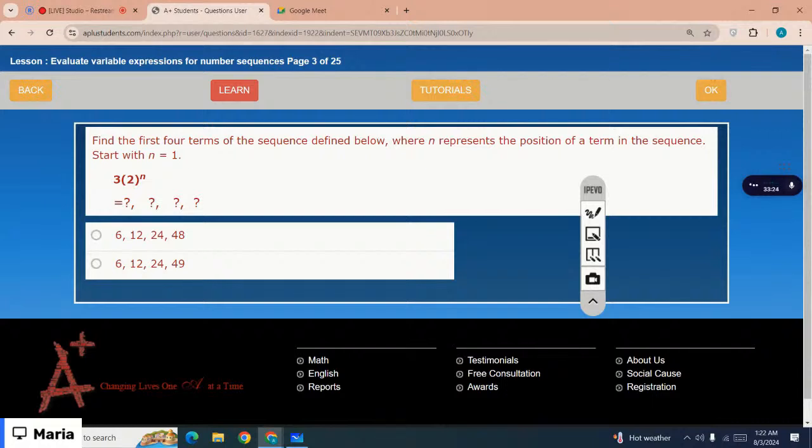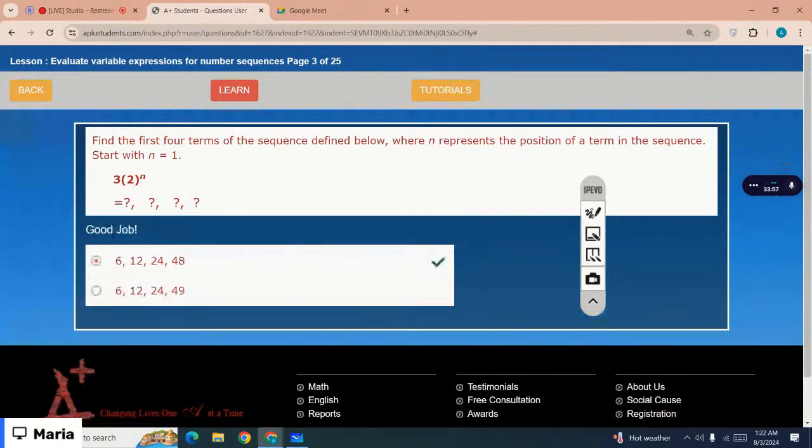That is, hmm, option number 1 is the correct option. They are 6, 12, 24, and 48. Option number 1 is the correct option. Got it? So the correct option is option number 1. Very good.